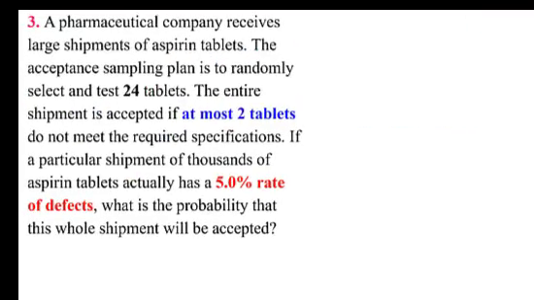A pharmaceutical company receives large shipments of aspirin tablets. The acceptance sampling plan is to randomly select and test 24 tablets. The entire shipment is accepted if at most 2 tablets do not meet the required specifications. If a particular shipment of thousands of aspirin tablets actually has a 5% rate of defects, what is the probability that this whole shipment will be accepted?